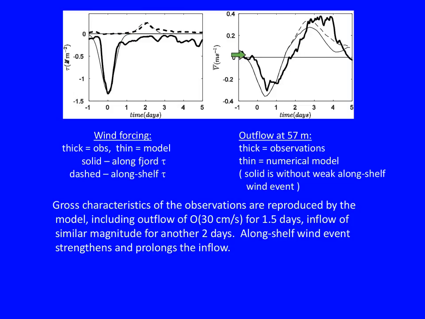On the right, this is the observed velocity at 57 meters, which we just saw on the previous page. And these thin lines are 2 model calculations. This one is with just the downfjord wind, so just this thin solid line. You see the same basic feature. The phases may be a little bit off, but you see a similar magnitude of about 30 centimeters per second outflow, lasts for about the same amount of time. And then we get this reversal and we get an inflow of about 30 centimeters per second. If I include that little downwelling favorable wind, I get this dashed line which persists the inflow, increases its magnitude and persists it in time a little bit.